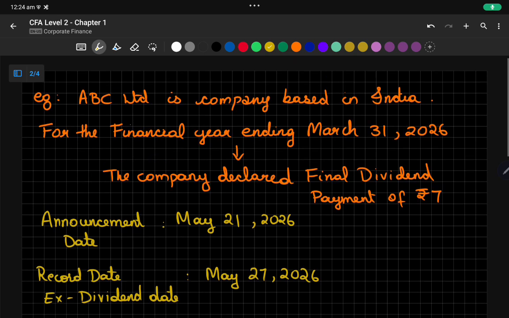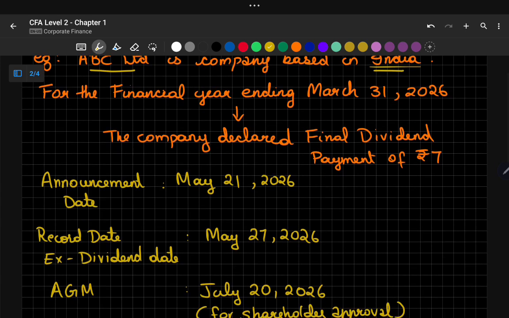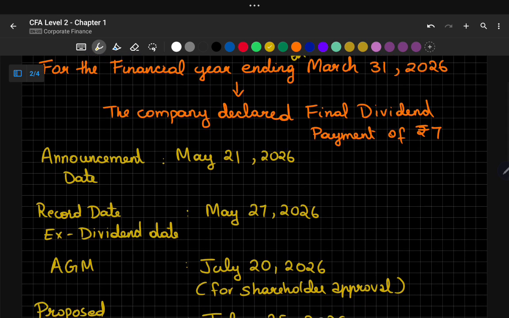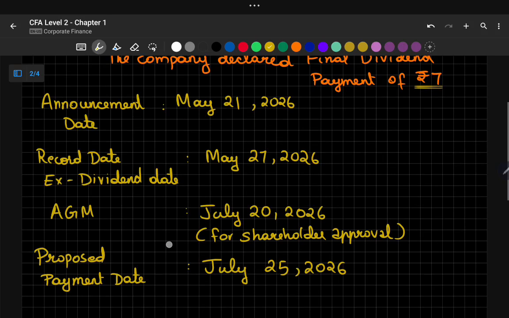So, in this example, it is ABC Limited, a fictitious company. ABC Limited is a company based in India. For the financial year ending March 31, 2026 (in India, the financial year is April to March), the company has declared a final dividend payment of rupees 7.